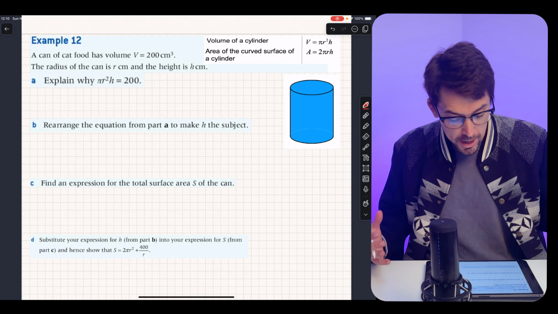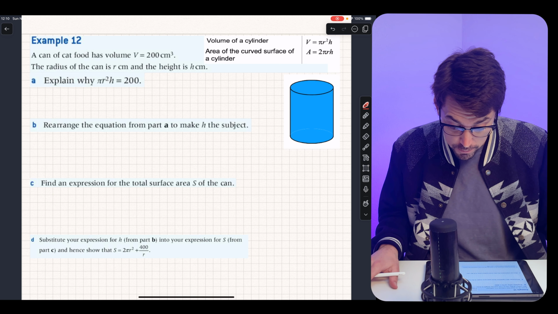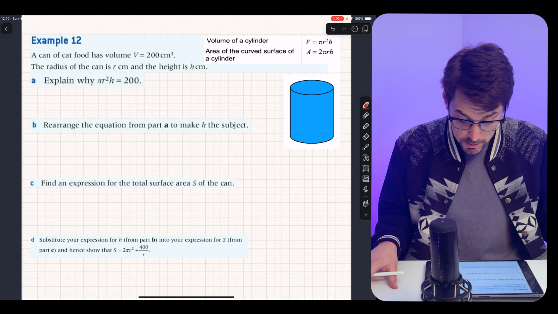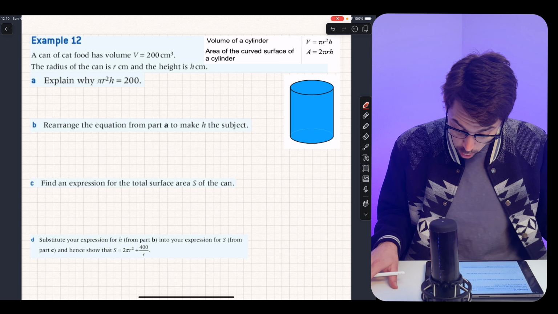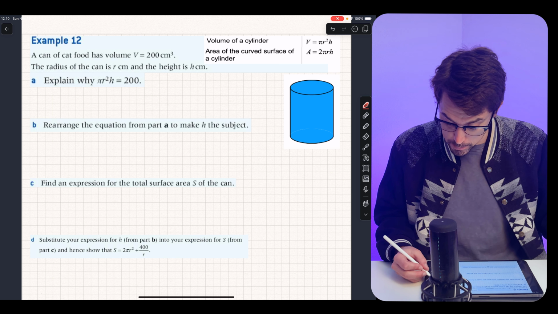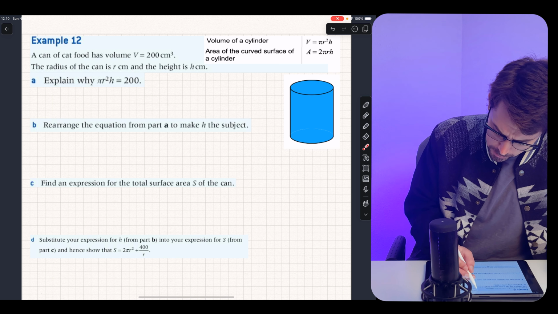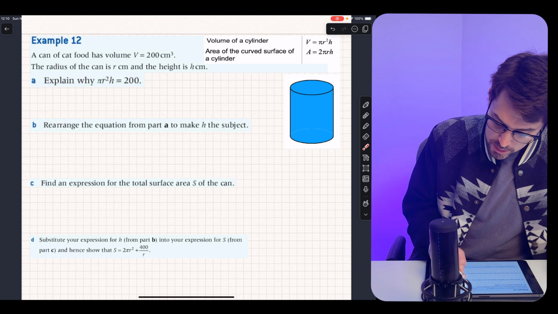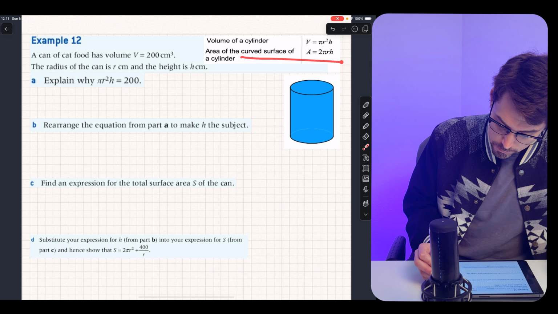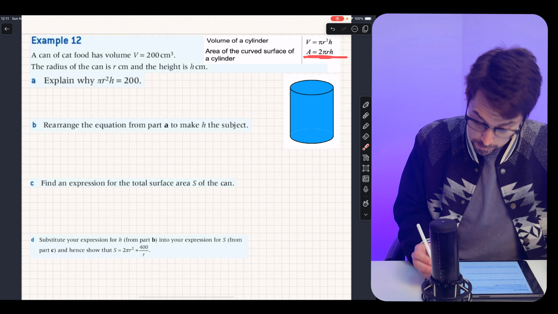All right, so we have a can of cat food that is going to be cylindrical. We're given the volume is 200 cubic centimeters, the radius is r and the height is h. Of course, this should be either in your memory or in your formula booklets: the volume of a cylinder formula, as well as the area for the curved part of the surface.